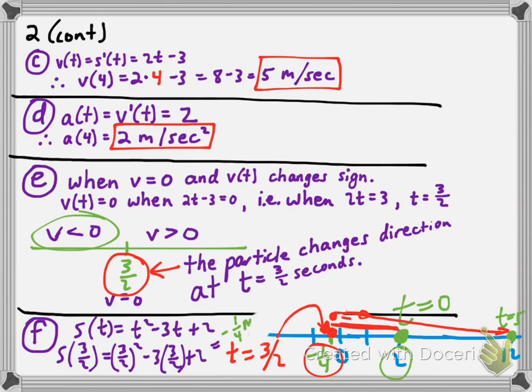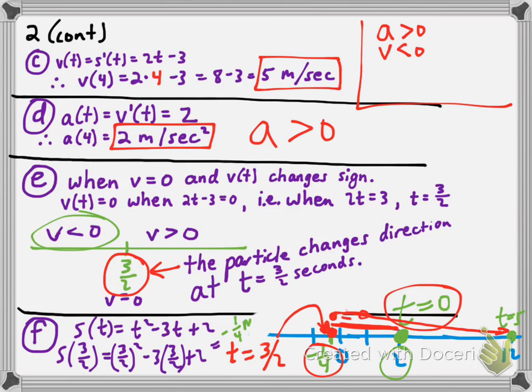In fact, the last thing that this problem didn't ask was, when is this particle speeding up and when is this particle slowing down? Okay, well, as we see, the acceleration is always positive, and so we can see from t equals 0 to t equals 3/2, the acceleration is positive, but the velocity is negative. So just to do one more little thing here, the acceleration is positive and the velocity is negative from t equals 0 to t equals 3/2. And we didn't need this part here.